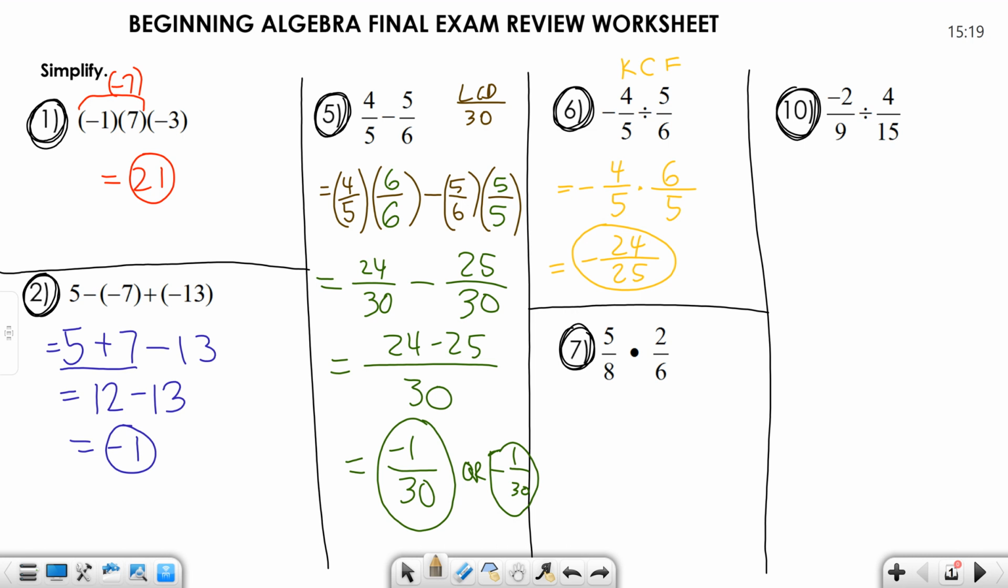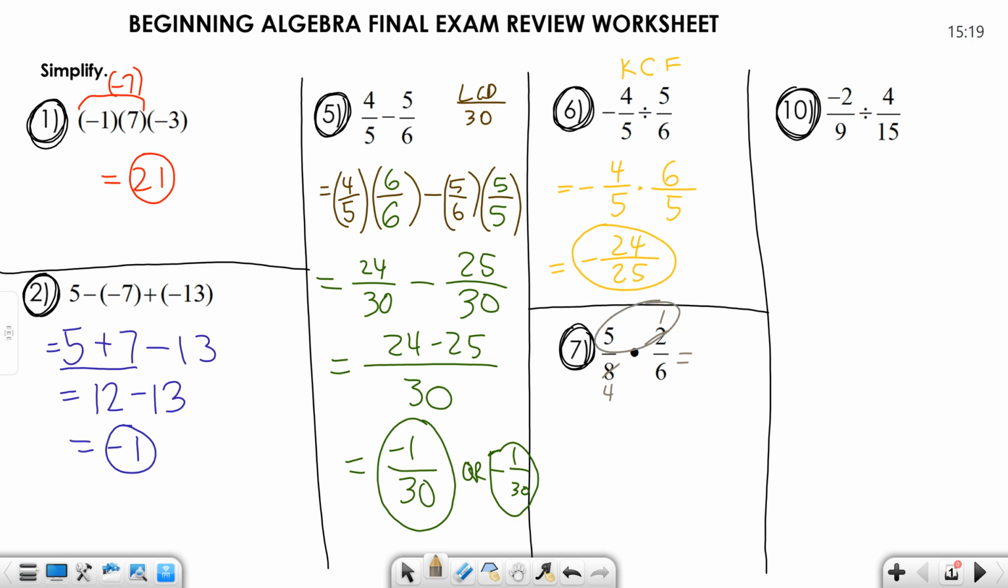Now, does anything divide out? Well, let's ask ourselves, does the 5 divide out with the 8 or the 6? Nope. What about the 2 with the 8 or the 6? Either one, but not both. So you pick. I'm going to say the 2 and the 8, but you can say the 2 and the 6. We should get the same answer. What goes into both 2 and 8? 2. 2 goes into 2 once, and it goes into 8 4 times. If you wanted to take the 2 and the 6, it would be 1 over 3, but don't mess with the 8 in that case.